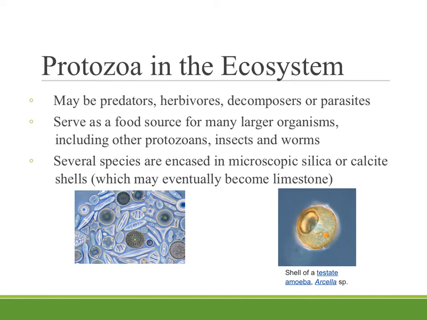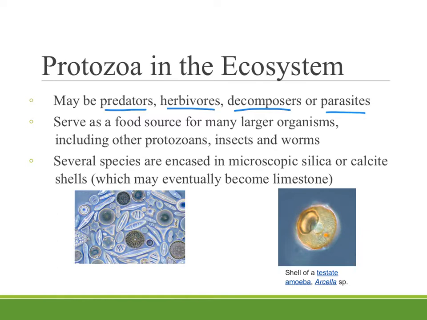In the ecosystem, the protists that are animal-like, or the protozoa, may be predators that hunt down other live creatures. They may be herbivores that are going to be consuming the plant-like protozoa. They are possibly decomposers that help break down decaying matter, other dead organisms, or they can be parasites that are basically using something from another organism to their own benefit while the other organism is harmed.